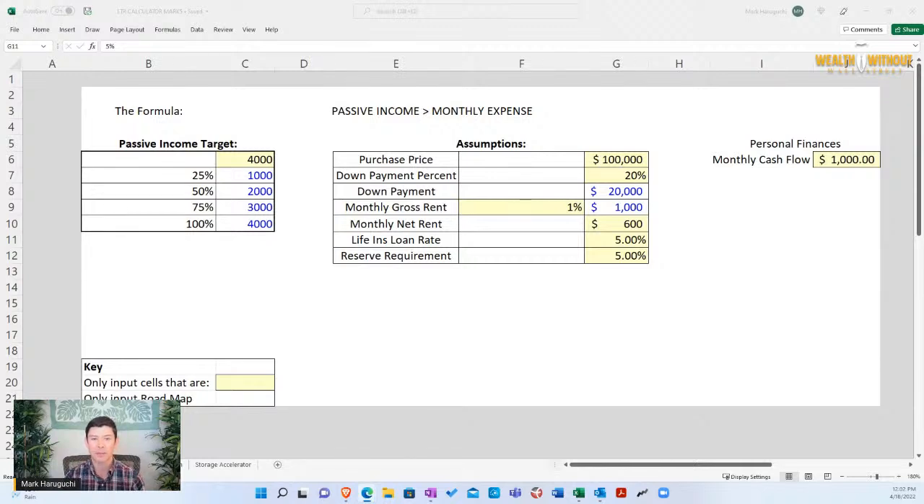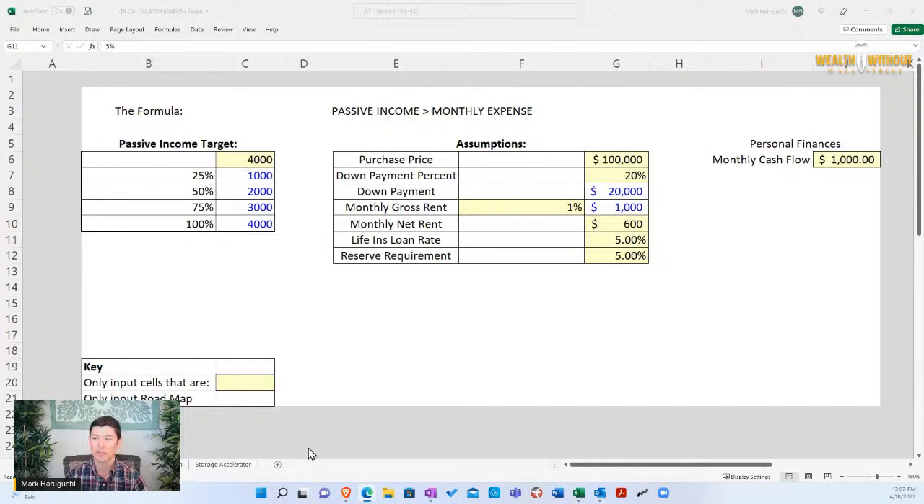Because we are using a calculator of sorts, we do have to use some assumptions. So let's just say you can somehow still find a $100,000 property with 20% down. So that's 20 grand. Let's use the 1% rule, which says your gross rent should be 1% of your purchase price. Let's make that $1,000. And let's say after everything's said and done, you've got a net rent of $600. If you were to use life insurance as a cash value to borrow against, we're going to say it's a 5% loan rate, and you want to keep about 5% of what you make in reserves. We also know that at the end of every month, you have $1,000. So if you're saving up cash, you take that $1,000 you've got at the end of the month and save it towards that 20% down.